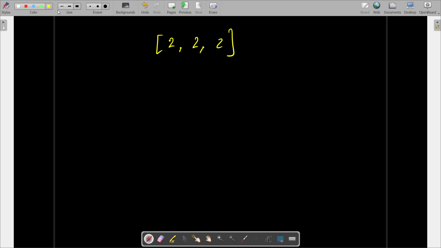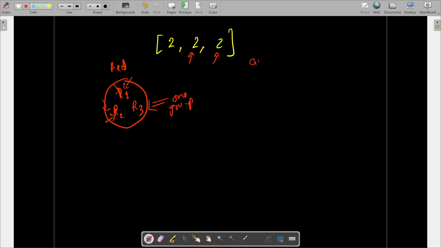So what we will do, let's say we ask the first rabbit and it says there are two others like me. So in total there are three, and let's assume it's a red color. Now we ask the second rabbit, let's say this is R2. The first rabbit was R1, who said there are two others like me. The second rabbit, R2, said there are two others like me, which are R1 and R3. And we asked the third rabbit, and that also said there are two others like me, which are R1 and R2. So all of this belongs to just one group of red, and so here the answer should be 3.